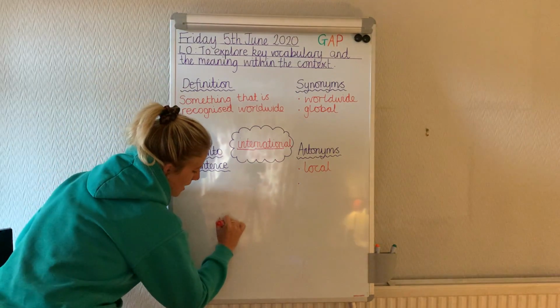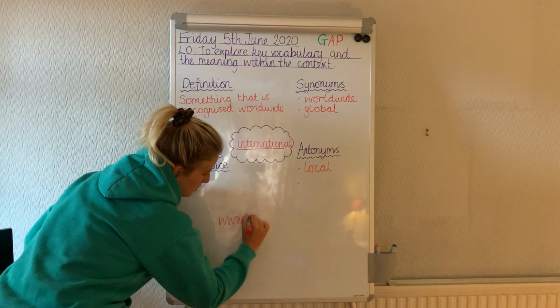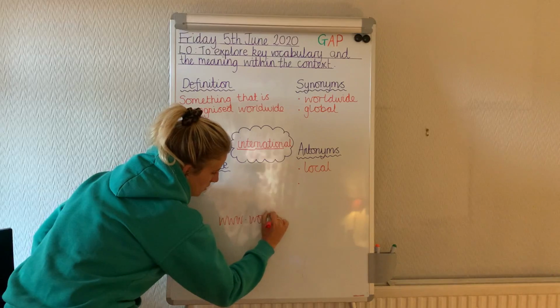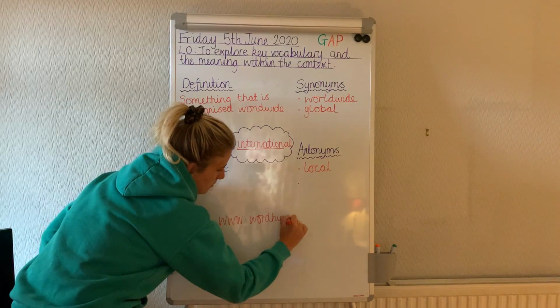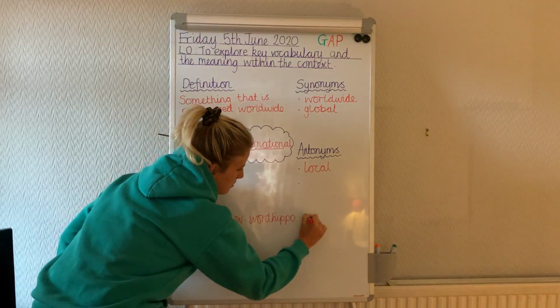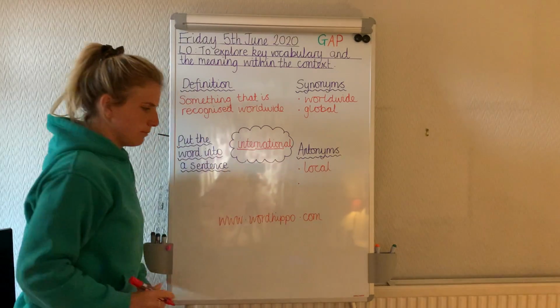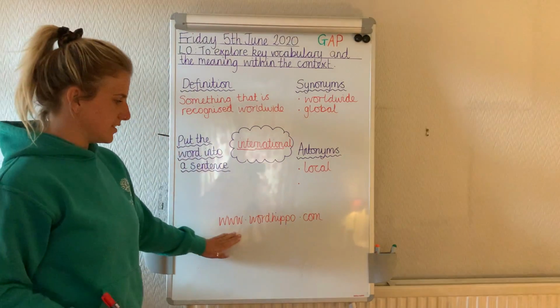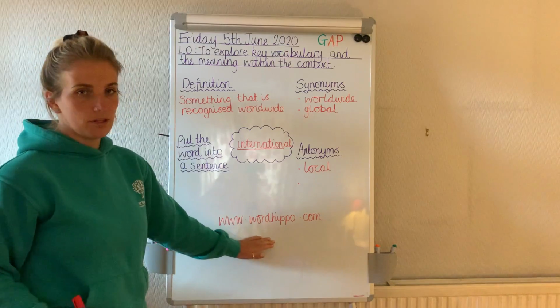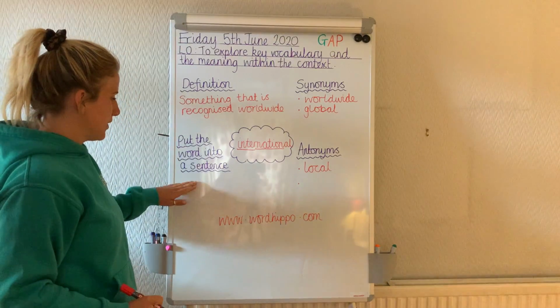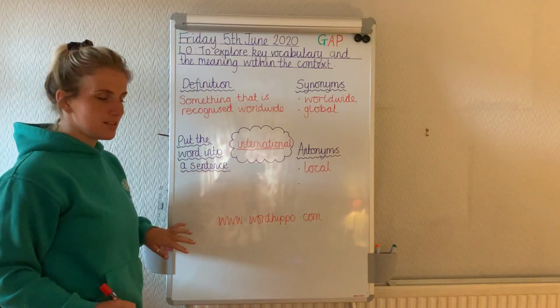And all you need to type into Google for that is www.wordhippo. I think it's .com. But it's literally as easy as that, or just type Word Hippo into Google and it'll come up, okay? And then putting the word into a sentence.